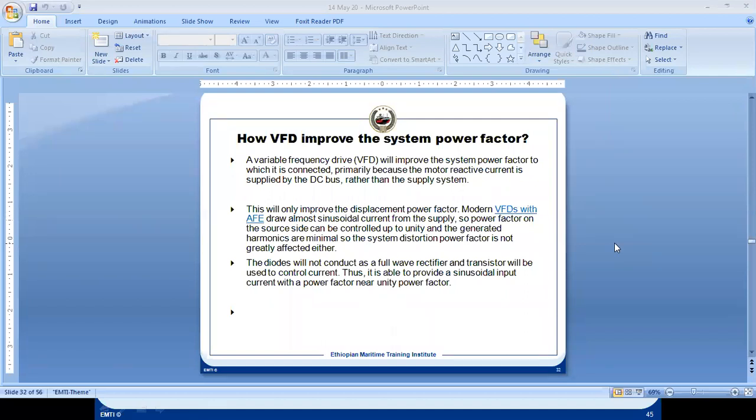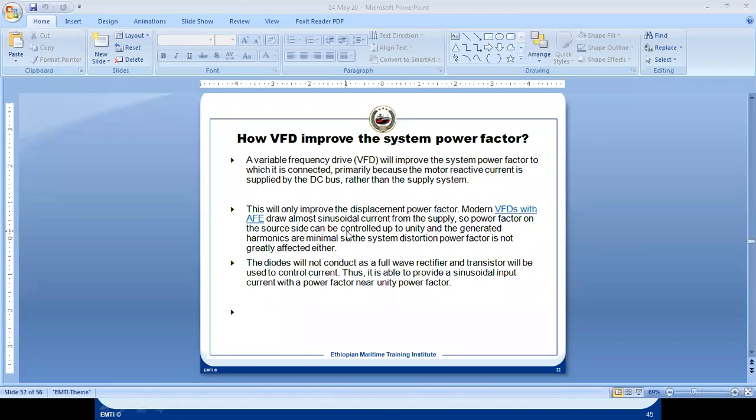So VFD, basically, another advantage of VFD is that it improves the power factor also. Okay, so a variable frequency drive will improve the power factor of the system to which it is connected, because the motor reactive current is supplied by the DC bus. In this case, this will only improve the displacement power factor, and modern VFDs are with the AFE. AFE means it is using transistors in the front end. I'll show you that one. What is AFE?